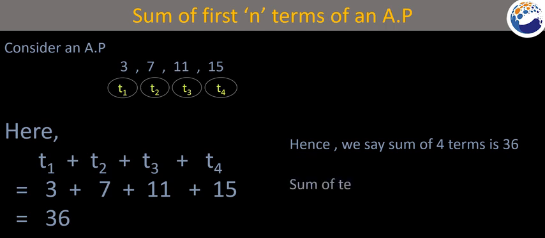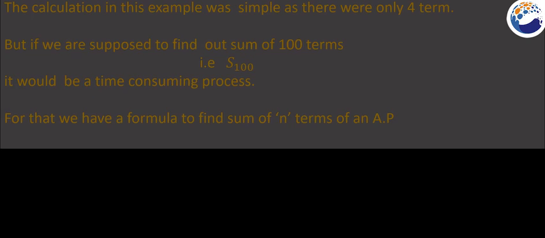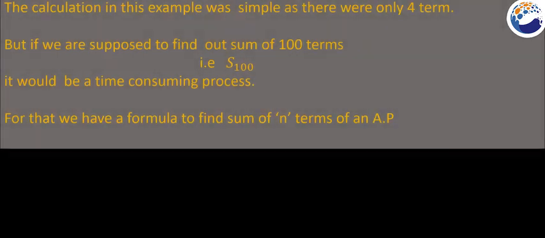Sum of terms is denoted by Sn. Therefore we say S4 is equal to 36. The calculation in this example was simple as there were only 4 terms. But if we are supposed to find the sum of 100 terms, that is S100, it would be a time-consuming process. For that, we have a formula to find the sum of n terms of an AP.